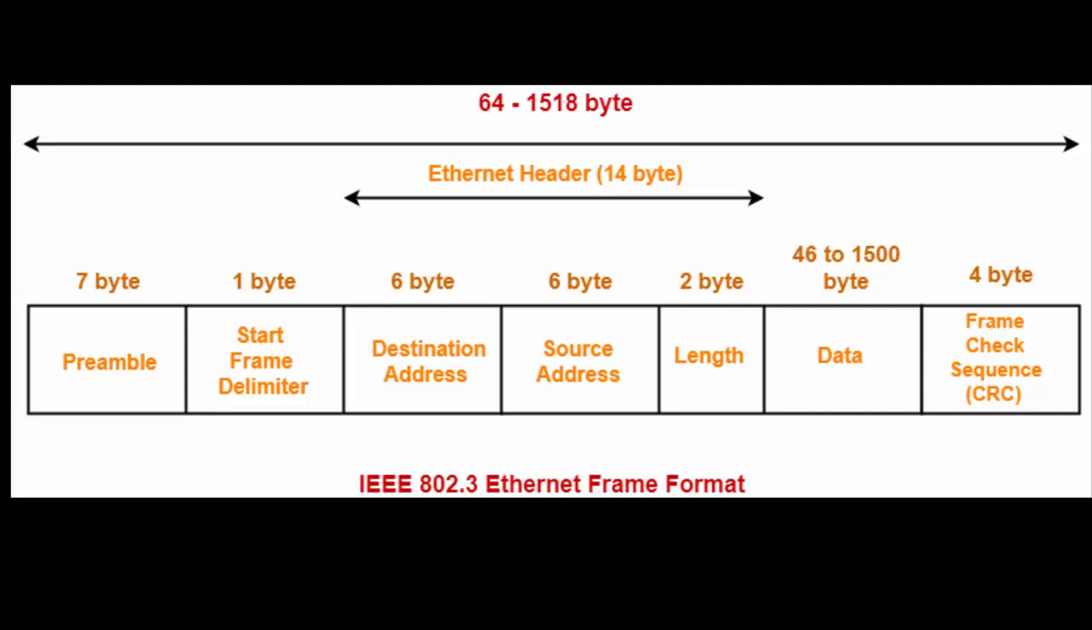So there is a destination address. This is a 6 byte field which contains the MAC address of the machine for which data is destined. So where you want to send the data, there you must add the destination address. And there is a source address, from where the request is going. It is a 6 byte field which contains the MAC address of the source machine. A source address is always an individual address.